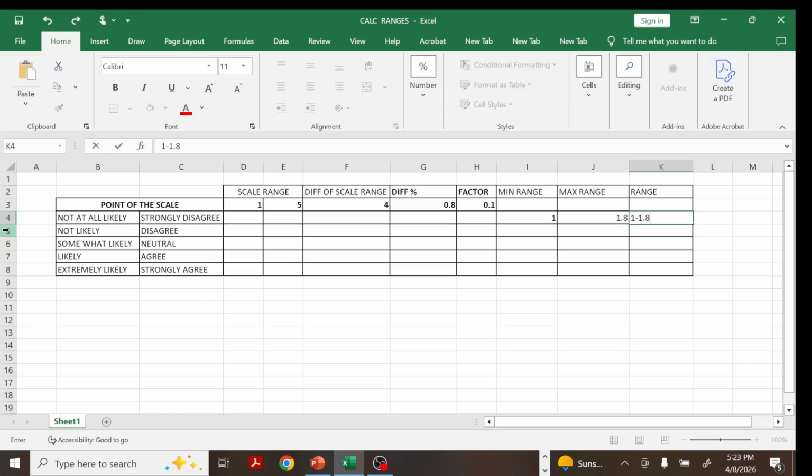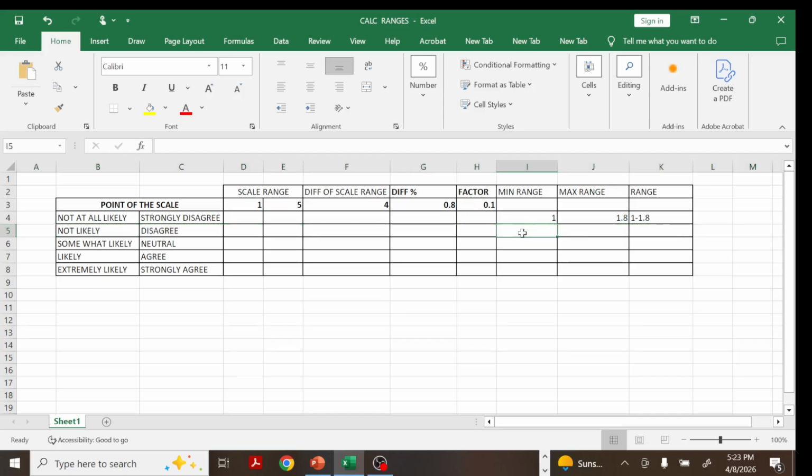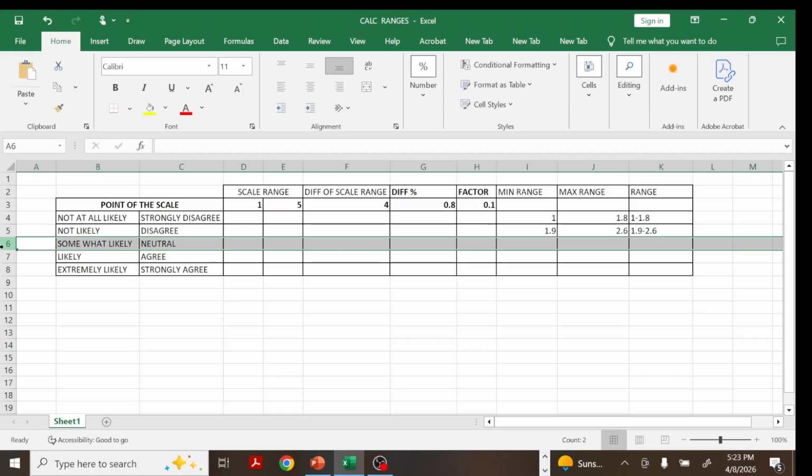Then you come to the next range, not likely or disagree. What do you do here? The minimum for this range is the maximum of the previous plus the factor, that is 1.9. And then the maximum for this range is the maximum of the previous plus the difference percent. So this range here is 1.9 to 2.6.